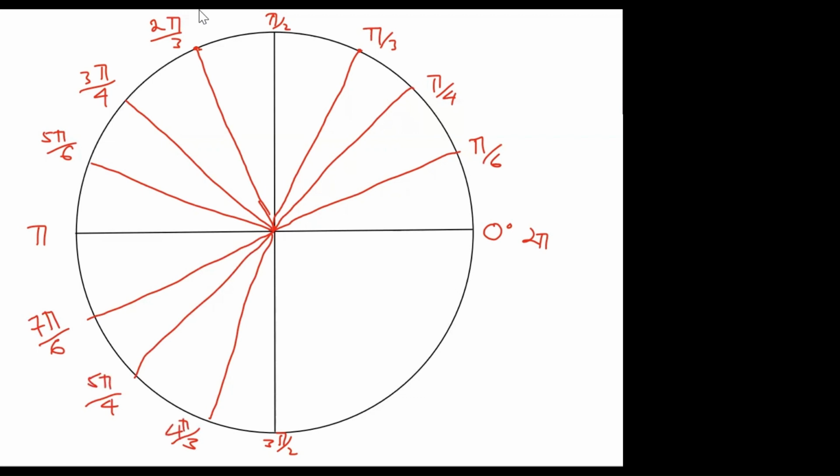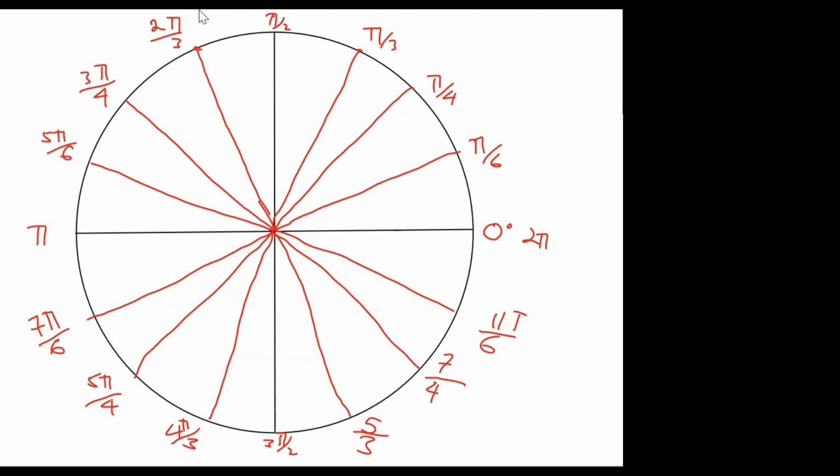Now the angles in the fourth quadrant. I finish with 3, so I start with 3, 4, 6. To find the numerator, it's 5, 7, 11. And now we've got all the angles.